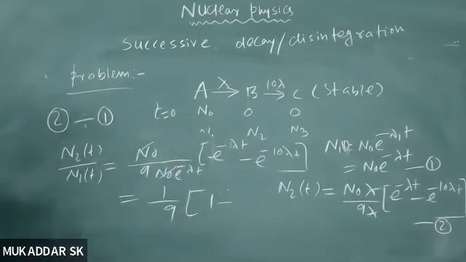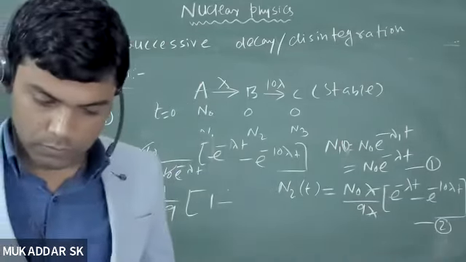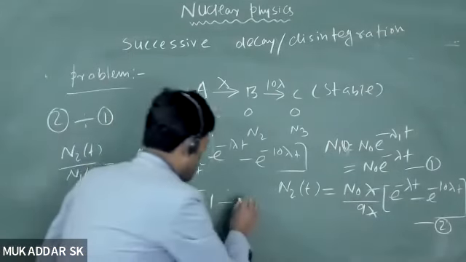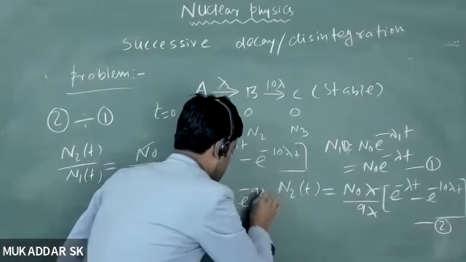Minus, what will it come to? e to the power of minus 9 lambda t. Exactly. It will be e to the power of minus 9 lambda t.